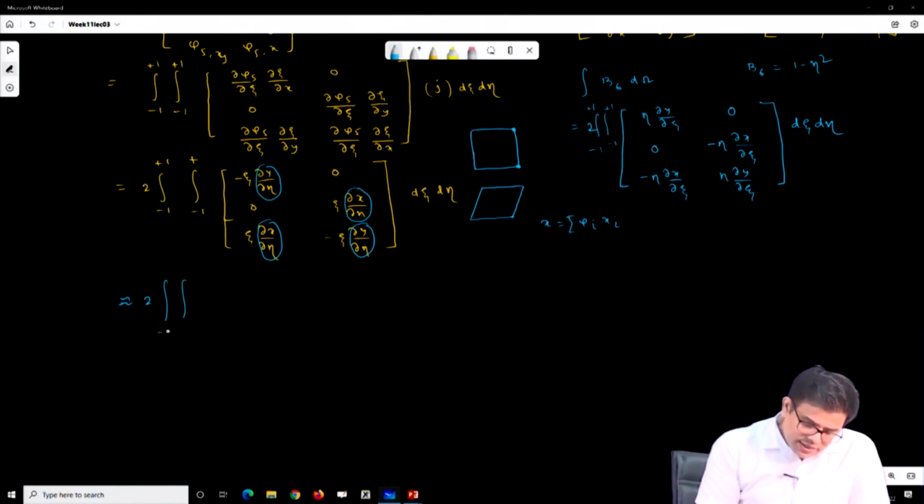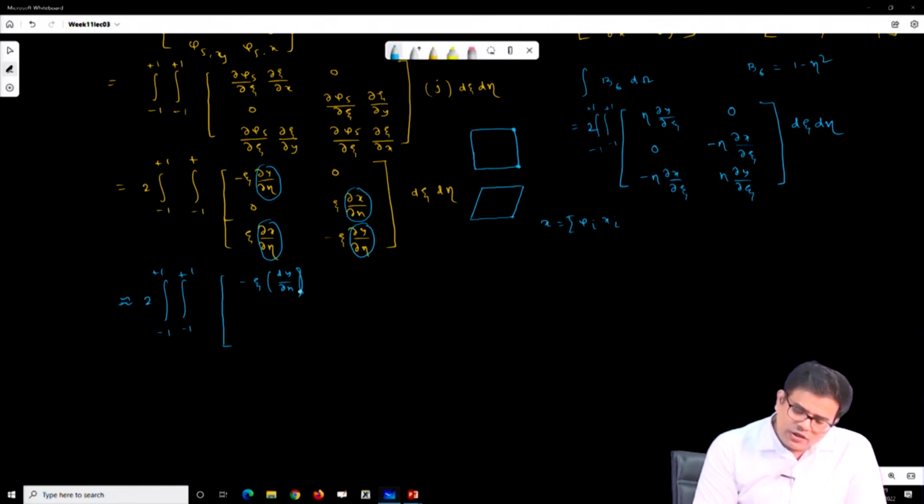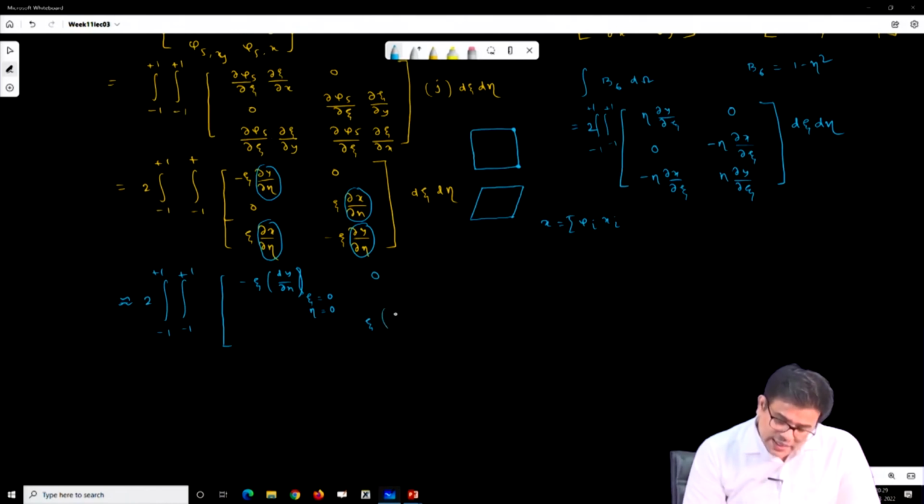So now, instead of doing this, he calculated xi, then dy by d eta, not at the Gauss point, but at xi equals to 0, eta equals to 0. Similarly for xi, this can be variable, right? Because the objective is to make this term constant. So xi dx d eta at xi equals to 0, eta equals to 0. Then this is also 0.